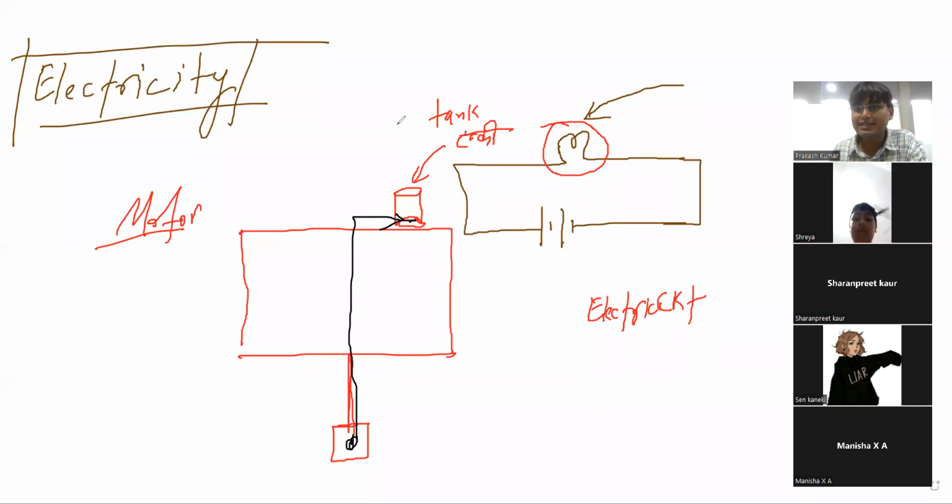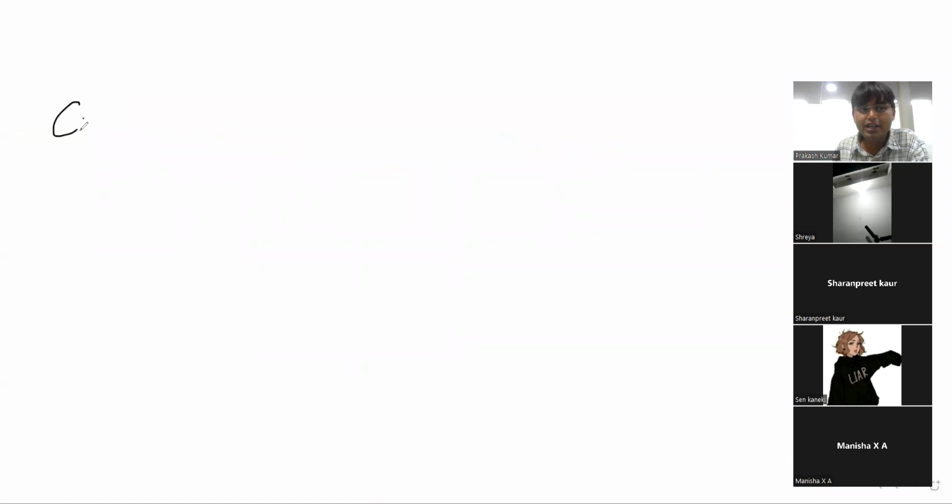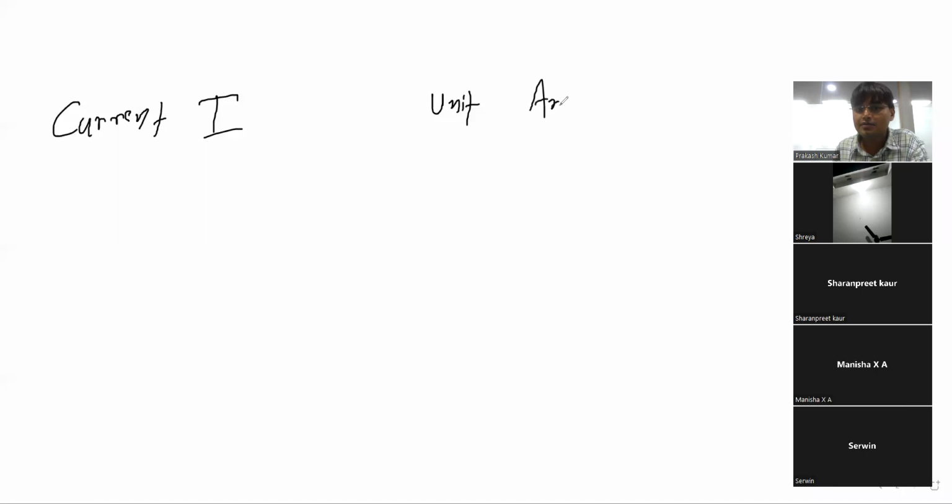Yes, so we are discussing electricity itself. So what exactly is current? Suppose we have current, the flowing charge. What exactly is the charge that flows? We know that current is denoted by I. You must have heard this word, current I, right? And its unit is ampere.